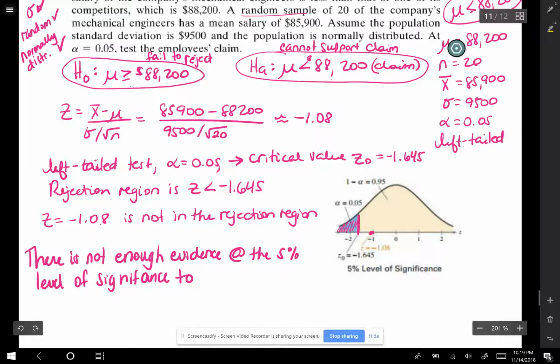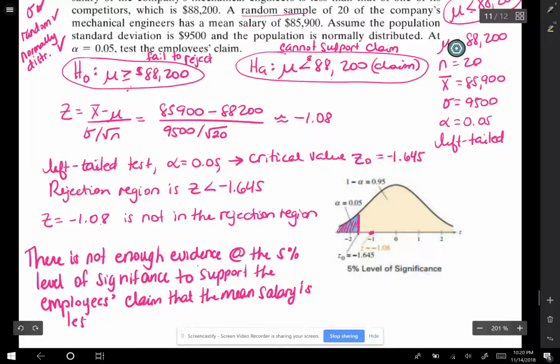If we're not in the rejection region, we fail to reject the null hypothesis, which means we cannot support our claim. So the way we would write that, there is not enough evidence at the 5% level of significance to support the employee's claim that the mean salary is less than the 88,200.